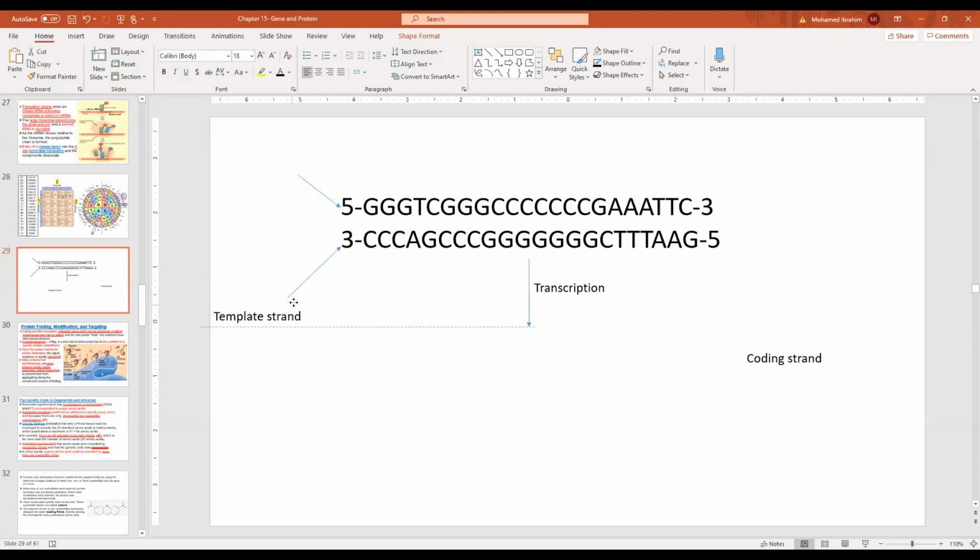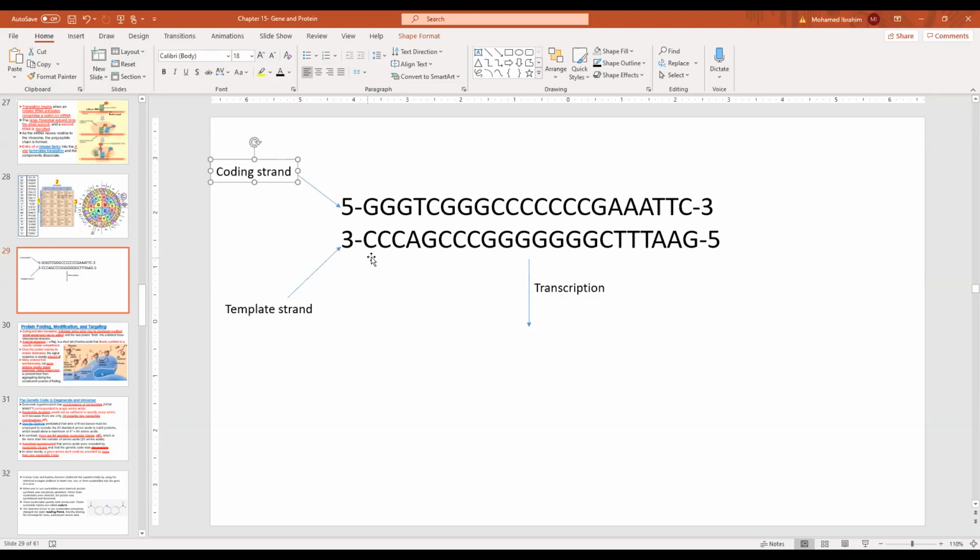Exactly. So the template strand is going to be the strand where RNA polymerase will bind and start. It's the one that is going from 3' to 5'. This is the template. This is the one that you are going to focus on and make RNA out of. This is the very first, very important step that you need to be able to determine first. And the other strand, we call it the coding strand. I will tell you in a minute why we call it the coding strand.